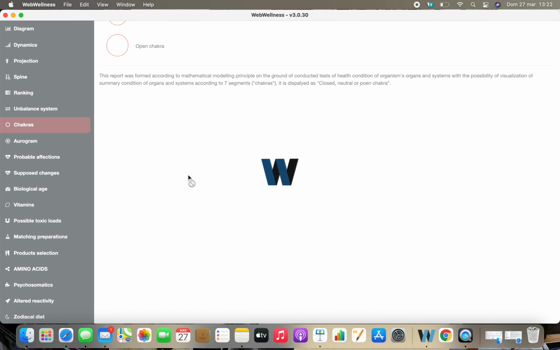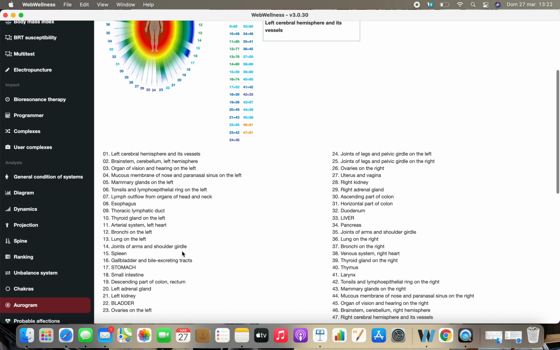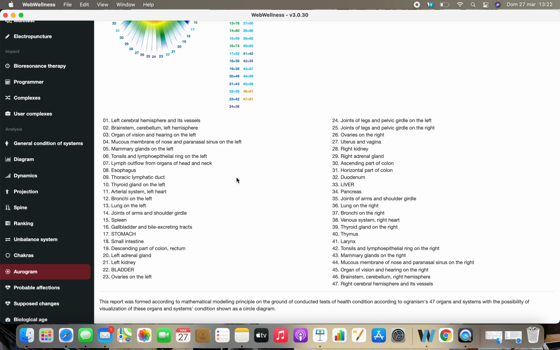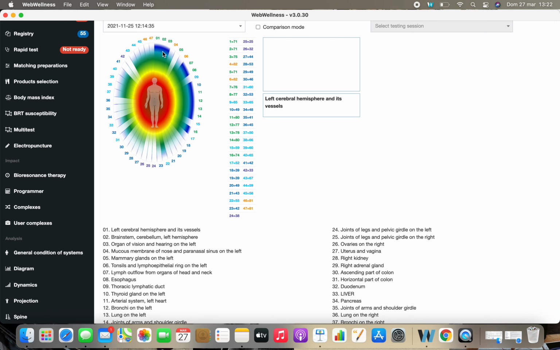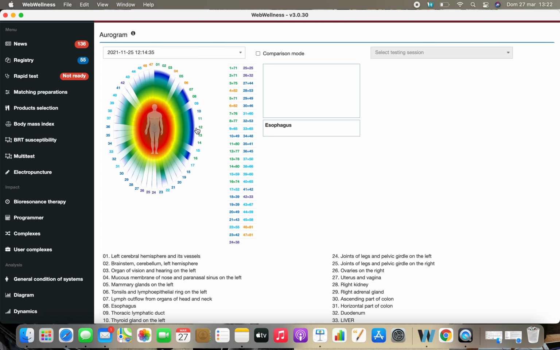Auragram. Please do not think this is aura. This is a diagram of organs and systems, as you can see here below, all the organs and systems. But in the circle diagram, where the full circle up to the top in blue means that everything is okay with this organ or system, we can click on them and they will appear on the screen. But I have a weak internet connection, probably, so the picture doesn't appear so fast today.